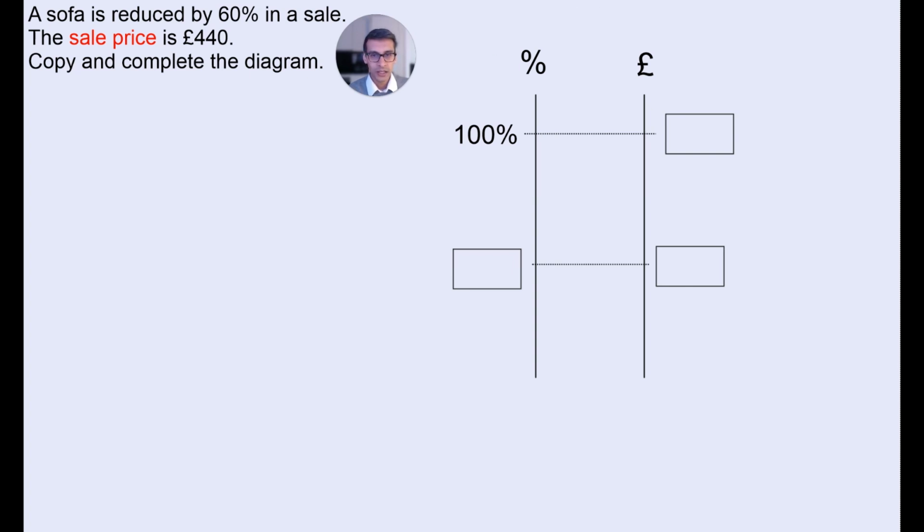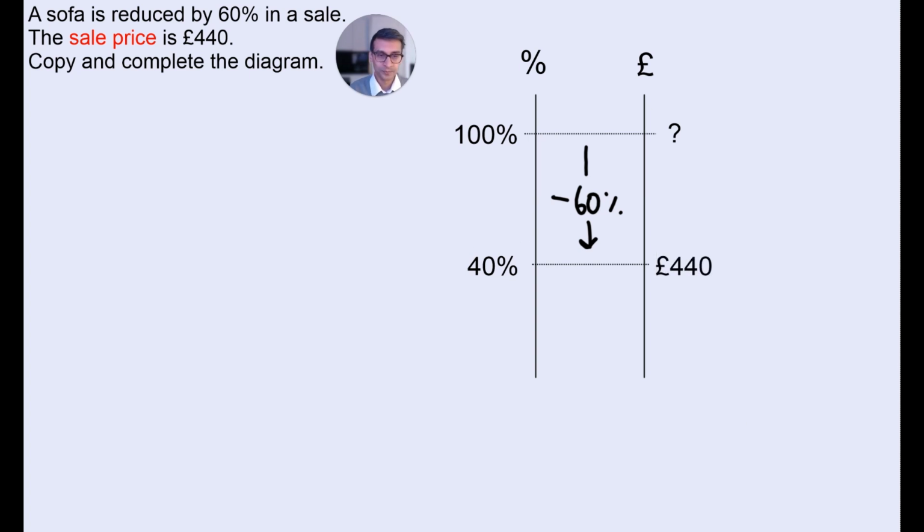Okay, so hopefully you've had a go here. Now, the original price we still don't know, we haven't worked that out. If the reduction is 60%, so let's say minus 60% here, that means that we are left with 40%, and that discount price is 440. So that should have been an arrow here. It's not very clear, so I'll just make that a bit clearer. Okay, and then from there we can work out the original price.